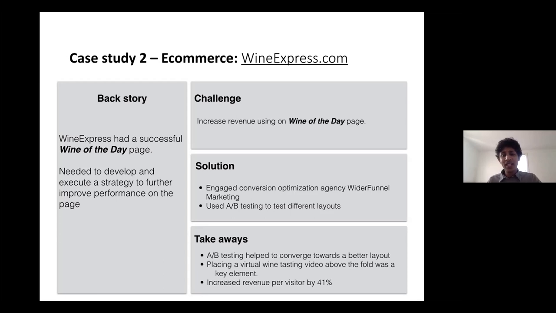And so their solution for this was they engaged a conversion optimization agency called Wider Funnel Marketing, and they used A/B testing to test different layouts for this page, and ultimately it was a great success. So what can we learn from this example? First of all, the first thing that pops out to me is they engaged Wider Funnel. So probably they didn't have the in-house talent to do the A/B testing that they wanted to do, and maybe they had the funds, so they decided to outsource it. But in any case, it's important to understand that sometimes you don't need to do everything in-house. You can just go outside and get a service for your company if that's the best thing to do, if you don't want to spend on it.